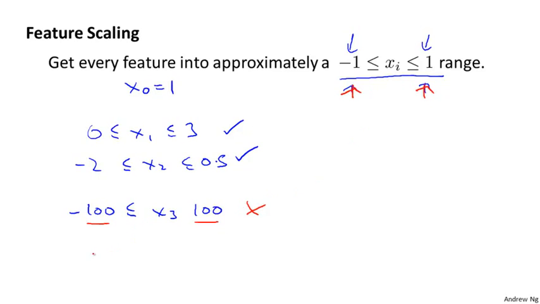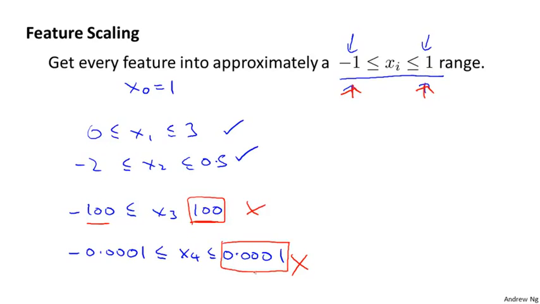And similarly, if your features take on a very, very small range of values, so if x4 takes on values between -0.0001 and positive 0.0001, then again, this takes on a much smaller range of values than the -1 to +1 range. And again, I would consider this feature poorly scaled. So you want the range of values to be a bit bigger than +1, a bit smaller than +1, but just not much bigger like +100 here, and not too much smaller like 0.001 over there.